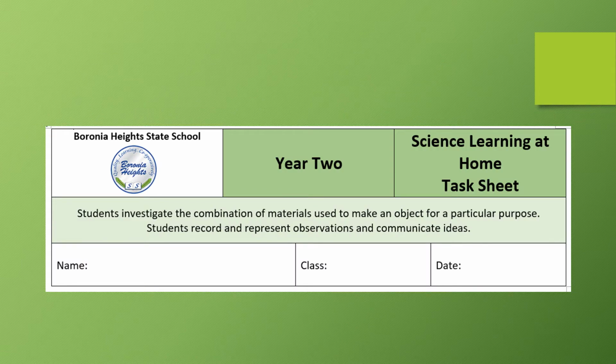The first thing that we need to do, just like when we're doing any assessment task, is to write your name, the class and the date on the top of the assessment sheet. Parents, you can definitely help kids do this, but in class they do it themselves.